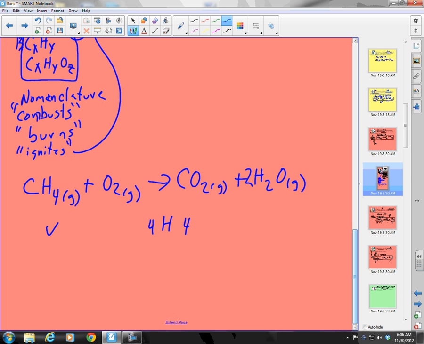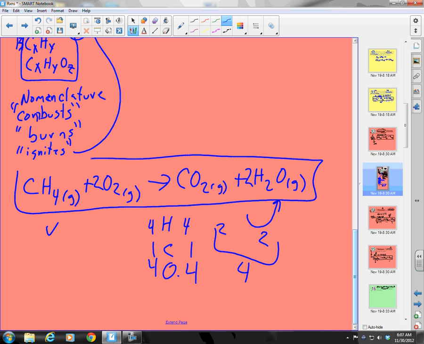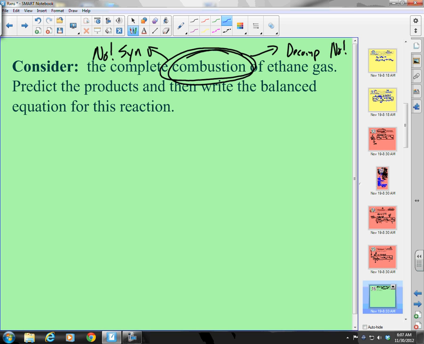Now over here I have one carbon and one carbon. Okay, one carbon, one carbon. Now oxygens. On my right side, I have 2 times 1, so that's 2, and 1 times 2 is 2, so I have 4 oxygens, and this side I have 2. Okay, so I have to fix that. There we go. So this is my balanced equation for methane, and it would be what? A combustion reaction. Great.